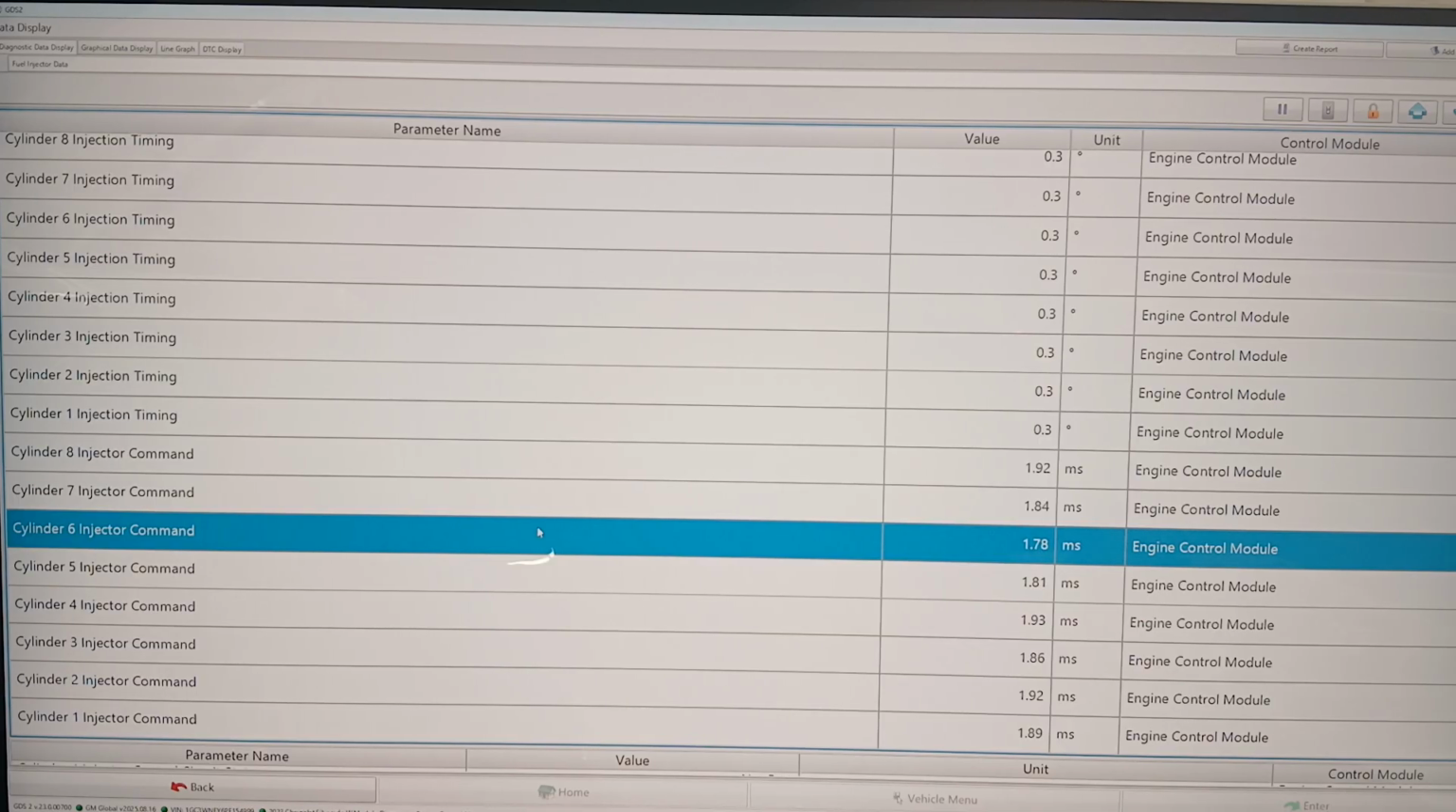But what if I had a cylinder that wasn't contributing because I had an injector that's maybe stopped up, maybe the little pintle inside the injector, or the piston inside the injector, was stuck and it wouldn't open and inject enough fuel. You would probably see that in the injector on times. The ECM is going to command that injector to stay on longer to try to get it to perform better.